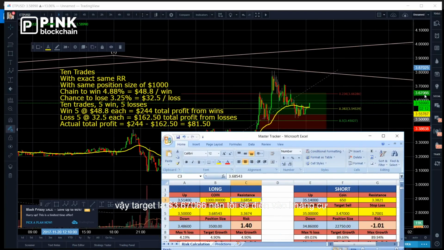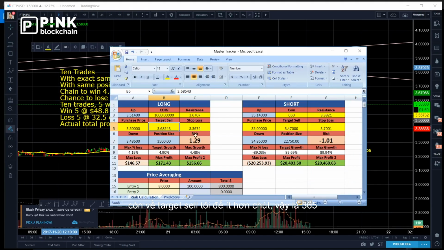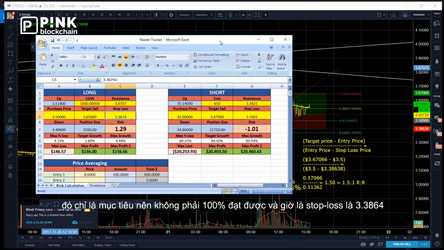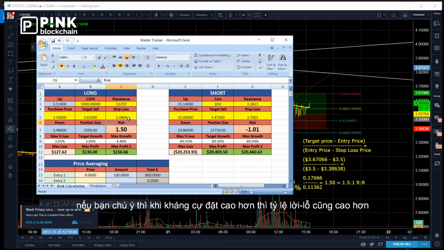So our target was $3.67066. I will put $3.67066 in my resistance, okay? See that? And then my target sell is something slightly lower than it, say 3.65, right? Because that's just a target. It's not 100% likely to get there, so we might want to shoot for something slightly lower. And then what we put in is our stop loss, and our stop loss is 3.38638 right here, okay?